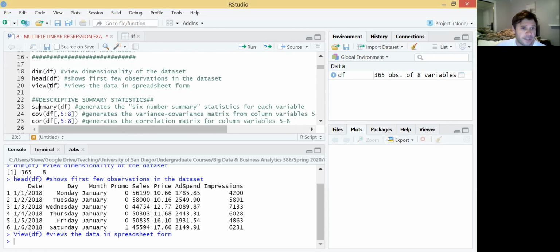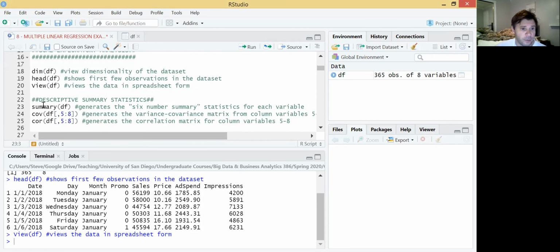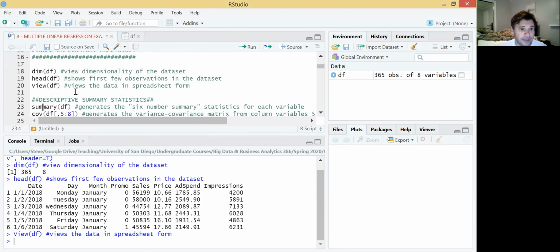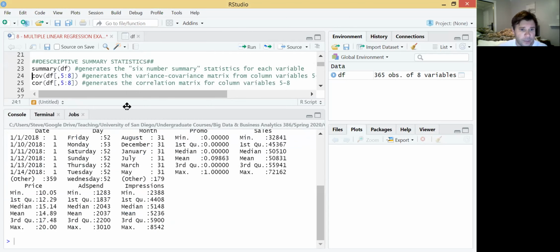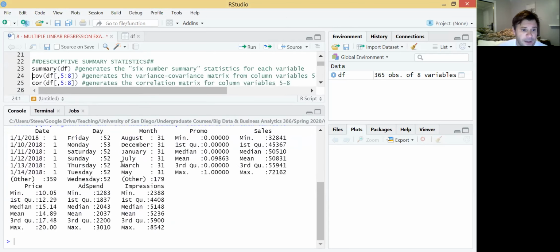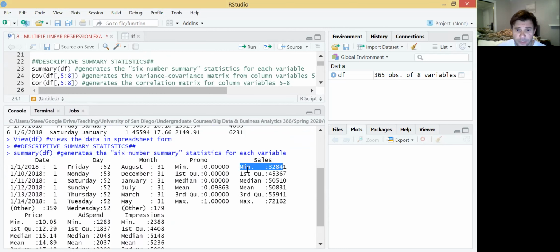Other descriptive metrics that are important to look at are some summary statistics. We'll look at the 6-number summary for each variable by running summary on the entire data frame here in line 23. Let's go ahead and do that. And we can see down in the console window, we have summary data, at least for each of the quantitative variables. For sales, we got our min, first quartile, median, which is the second quartile. We also have the mean, third quartile, and the max. So it gives us some idea of how our data are distributed.